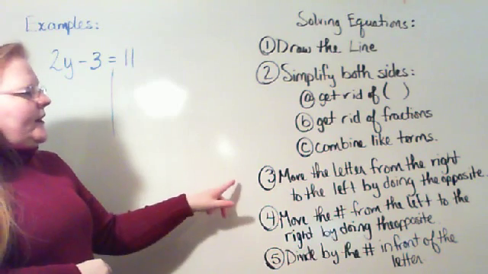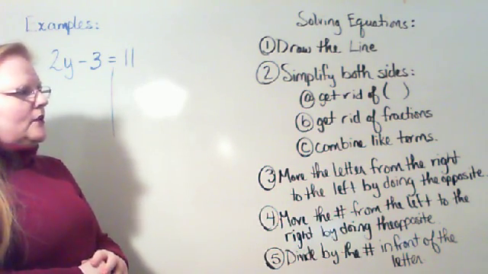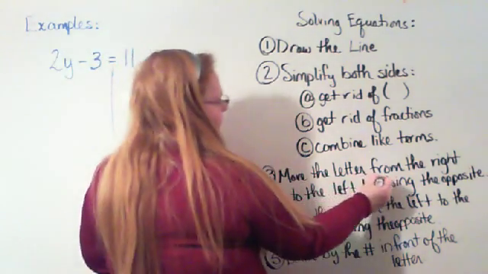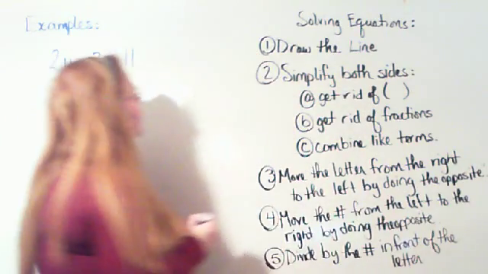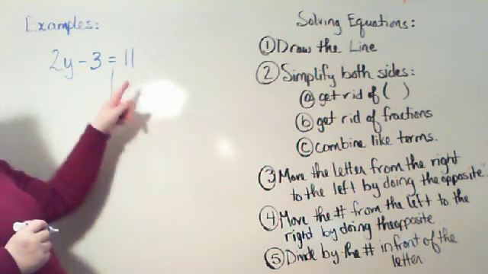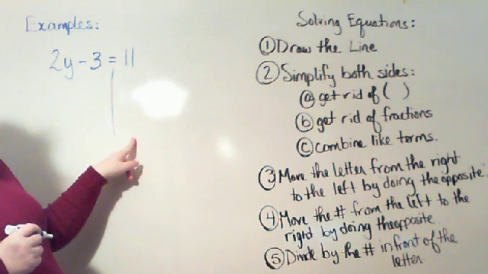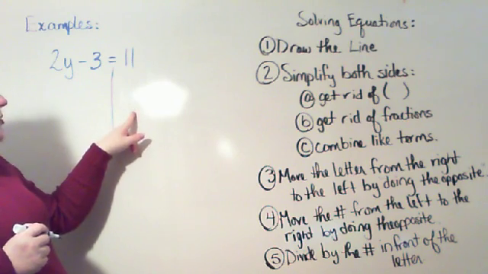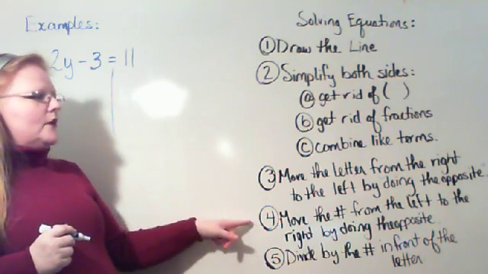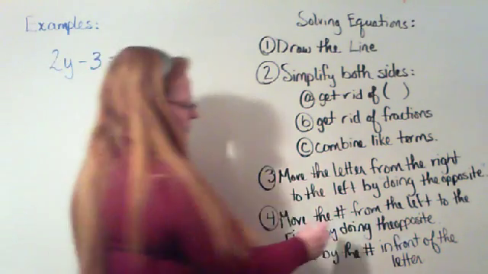So now I need to move the letter from the right hand side to the left hand side by doing the opposite. We'll talk about what that means more in a little bit too. However, they say to move the letter from the right hand side. This one is my right hand side. Do I have a letter over there? No. If I don't have a letter over here to move, then I get to go to the next step. The next step says to move the number from the left side to the right side by doing the opposite. There's that thing again.